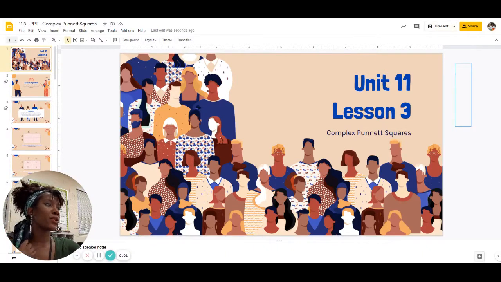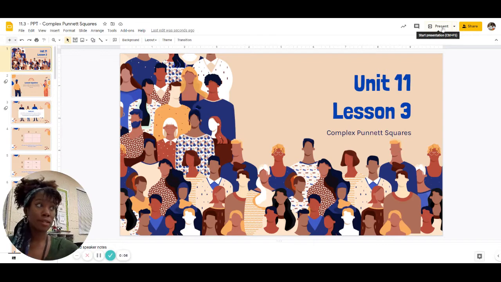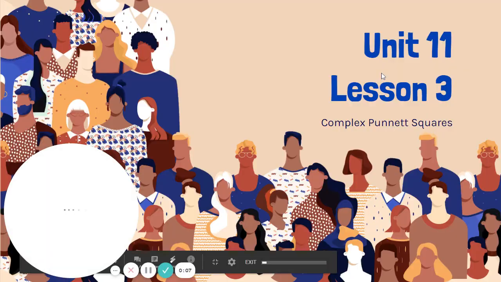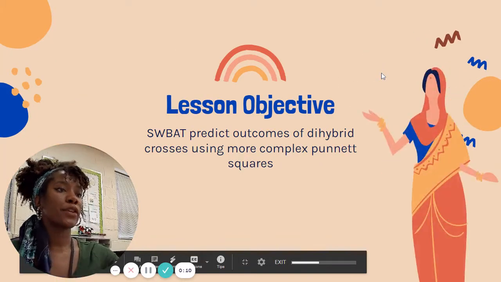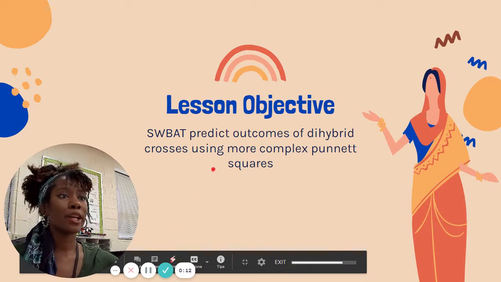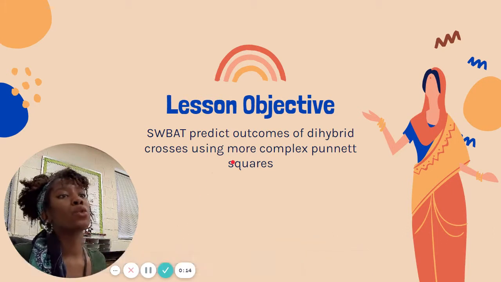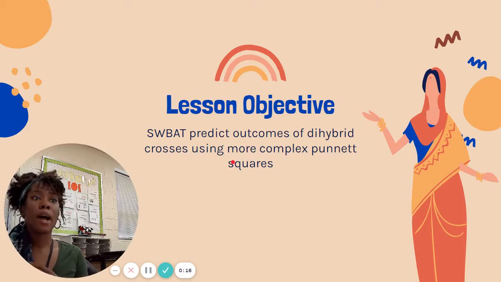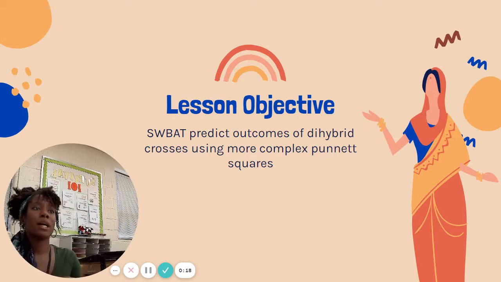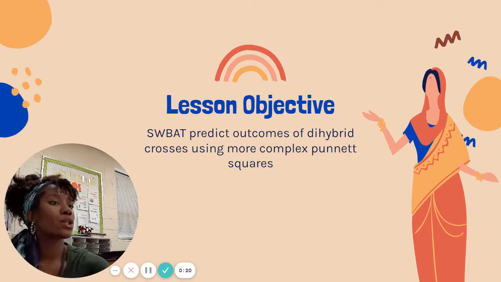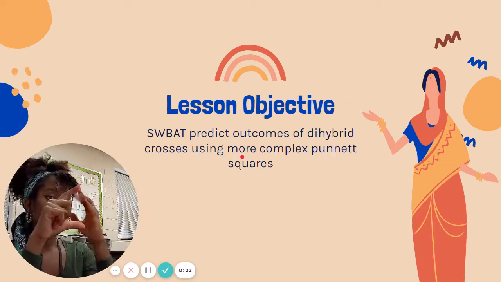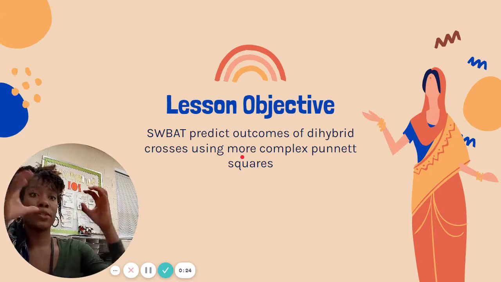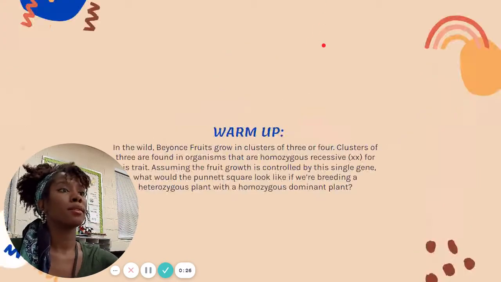Unit 11, Lesson 3, Complex Punnett Squares, aka Dihybrid Crosses. First things first, our lesson objective. So what are you learning about today? A student should be able to predict outcomes of dihybrid crosses using more complex Punnett squares. So we did the very simple ones that are just 4 boxes. Well, today we're going to do ones that are 16 boxes.